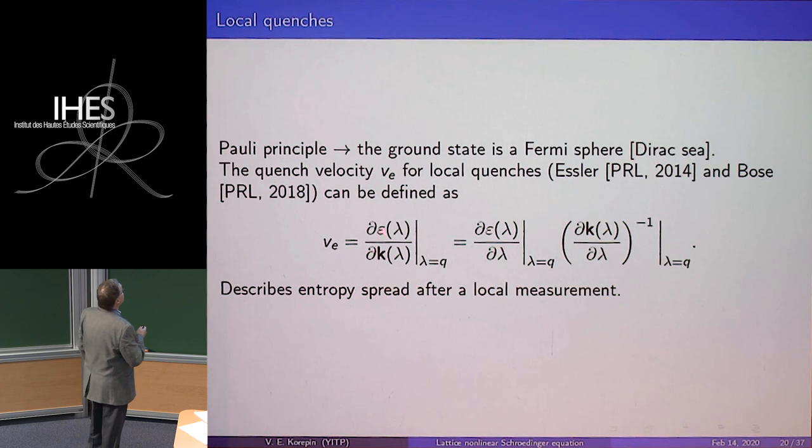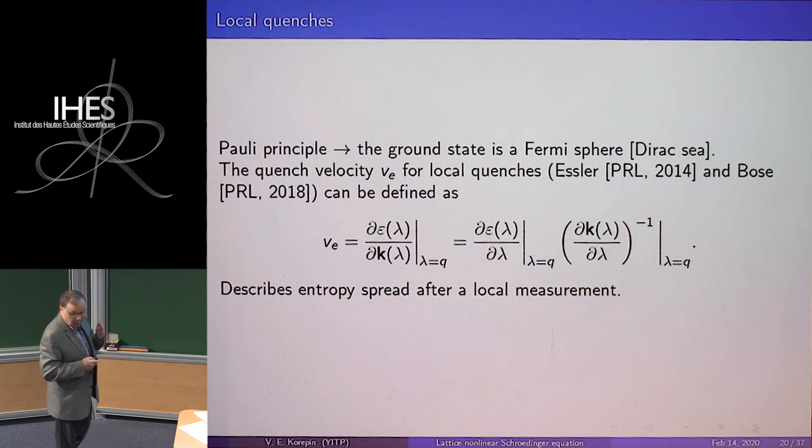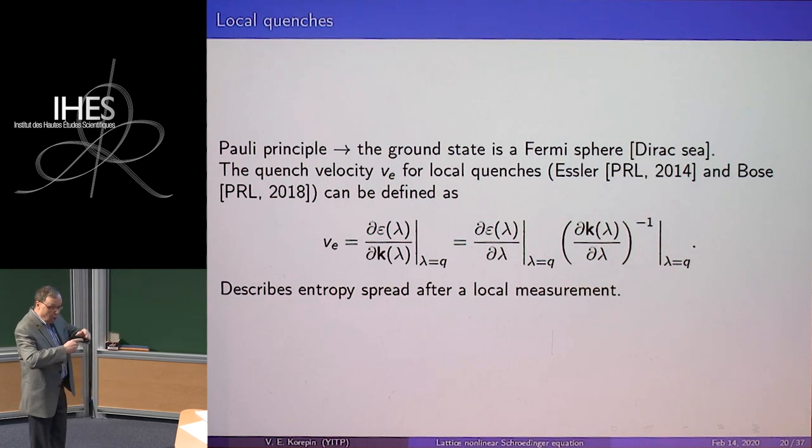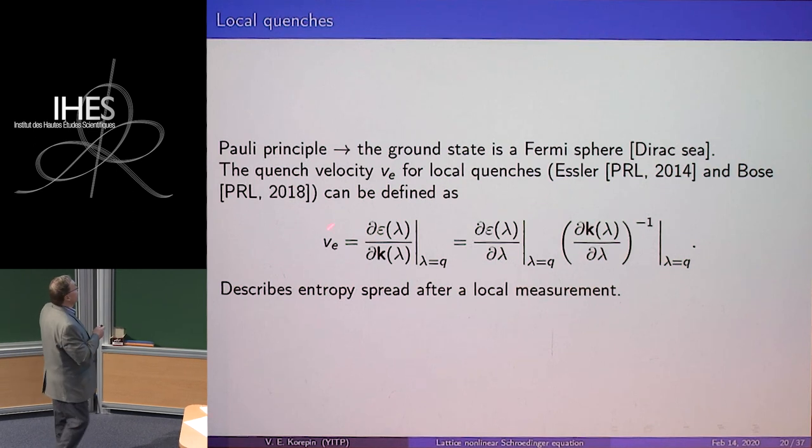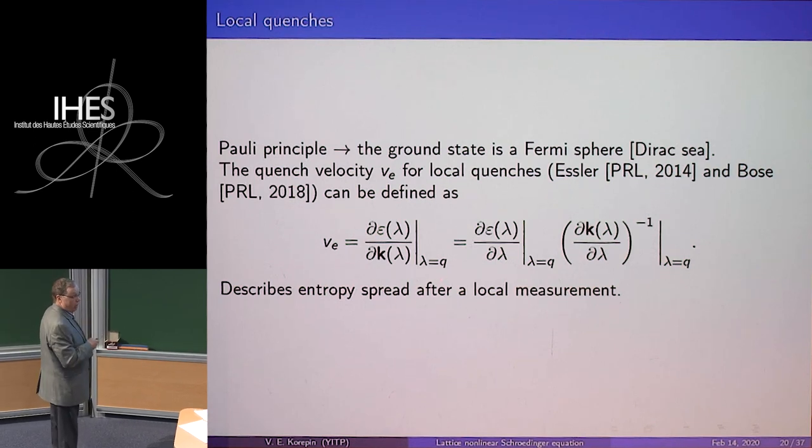V is the derivative of energy with respect to momentum of that elementary excitation on the Fermi edge. And it's called the quench velocity. Quench velocity means many different things, among other things. If I make some local quantum mechanical measurement at one lattice site, then it will cause an entropy wave, and the entropy wave will spread with this velocity, the quench velocity.